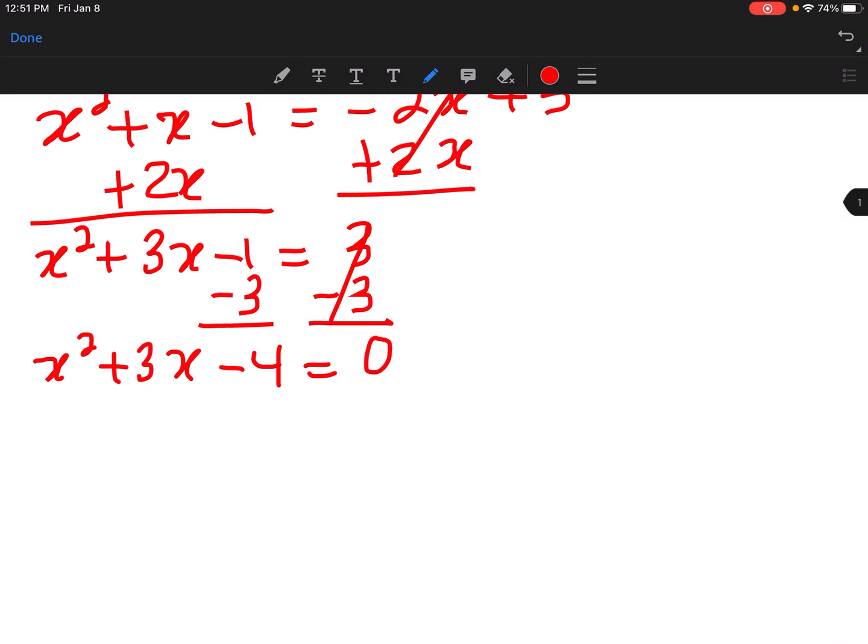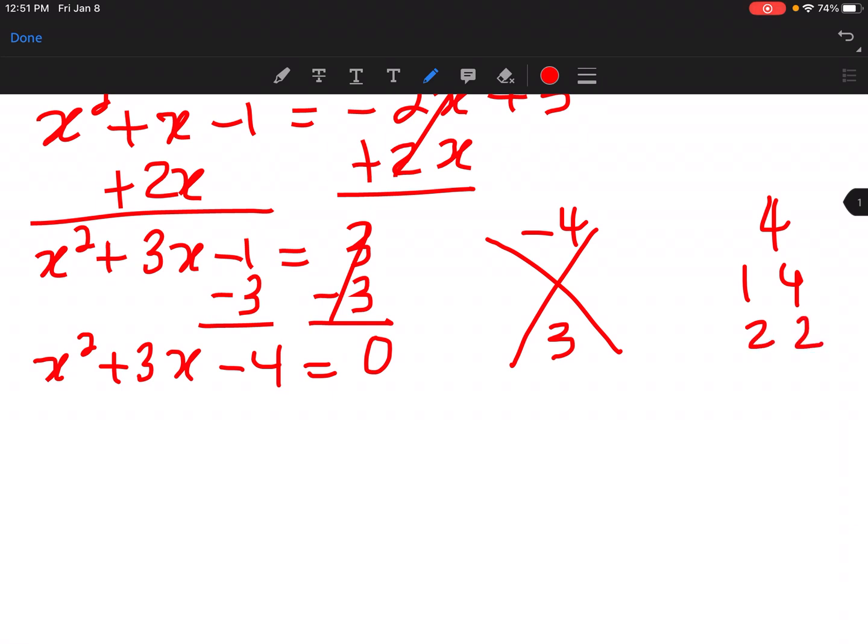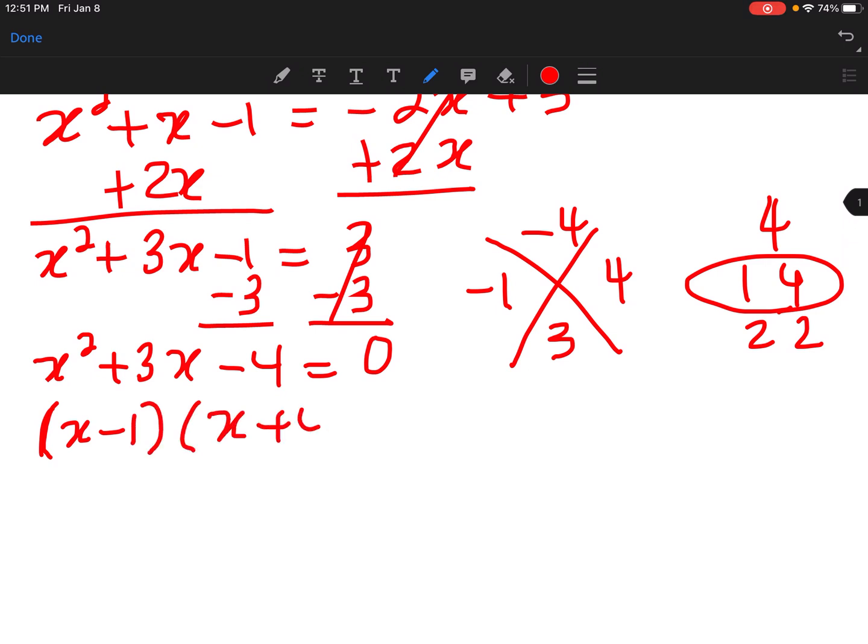To solve this, there are a few methods, but since we have been learning how to factor, we're going to use the factoring method by drawing my x factor. I put my c here, negative 4, and then 3 here. I'm going to look for factors that, when I multiply, I get 4. I can do 1 times 4, 2 times 2, and that's it. Looking at the pair 1 and 4, when I subtract they give me a 3. I know that 4 minus 1 gives me 3, so my 1 has to be negative. Therefore, my factored form is x minus 1 times x plus 4 equals 0.